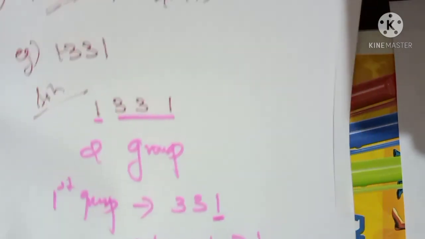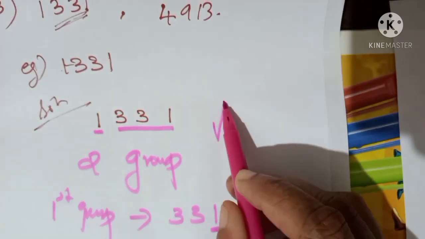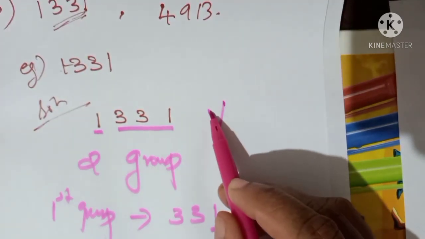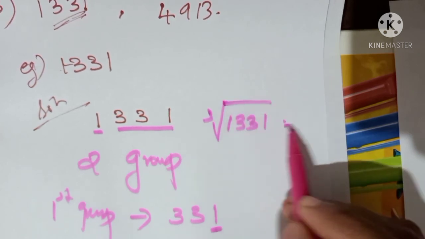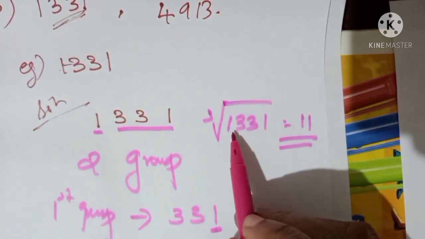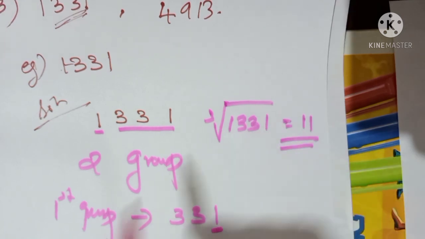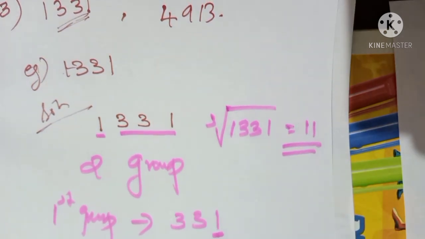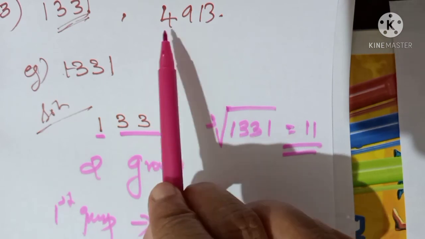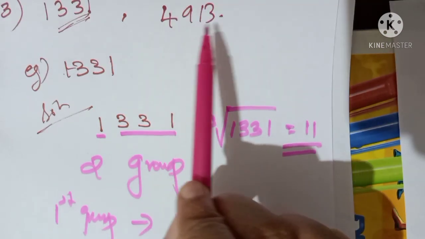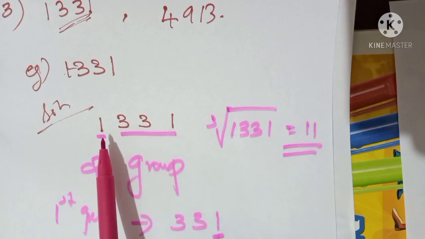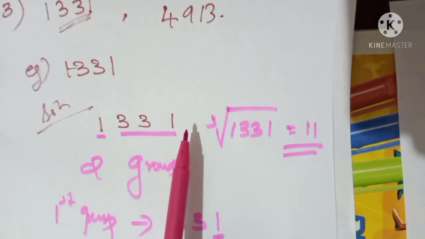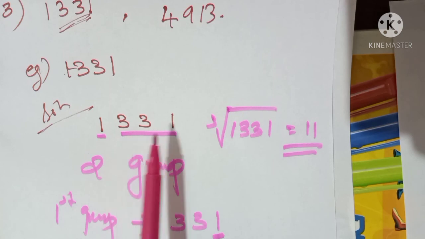So from this, what can we write? The cube root of 1331 is 11. One more time I'll explain. The same way you can do it for 4930. So we are taking here 1331. The question is 1331.